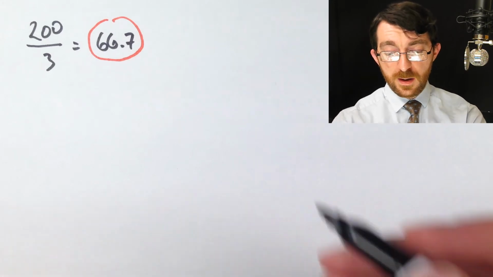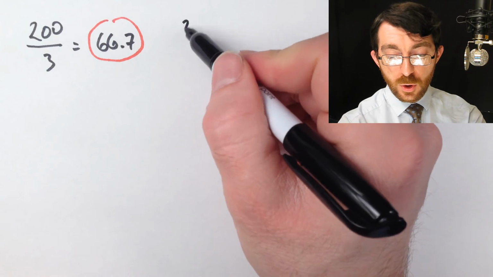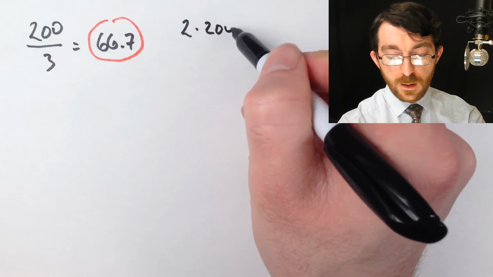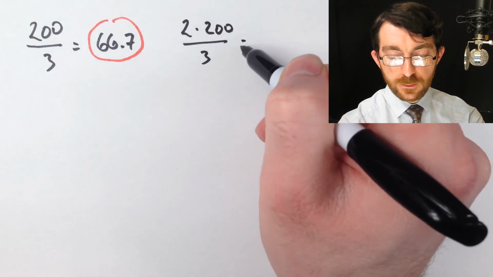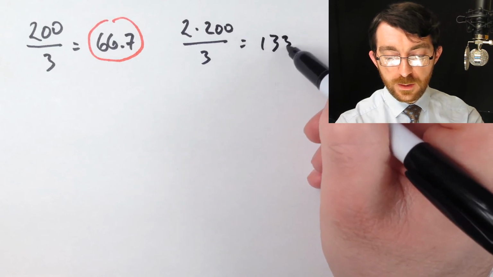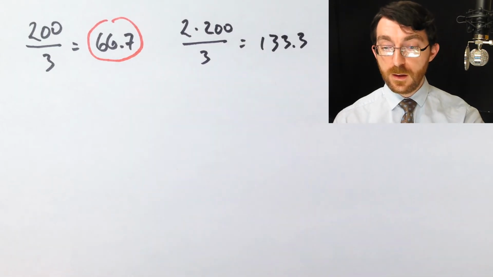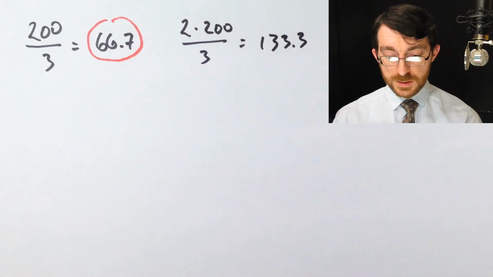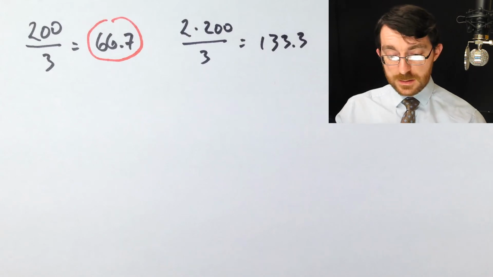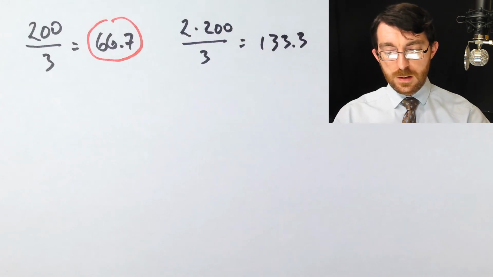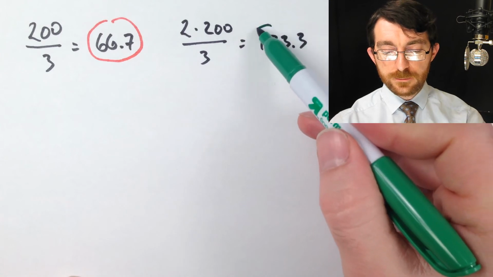All right, and then we need 2/3 of 200 cars. That would be 133.3 cars. 0.3 cars could be like a motorcycle, I guess. And that's going to go on the green road.